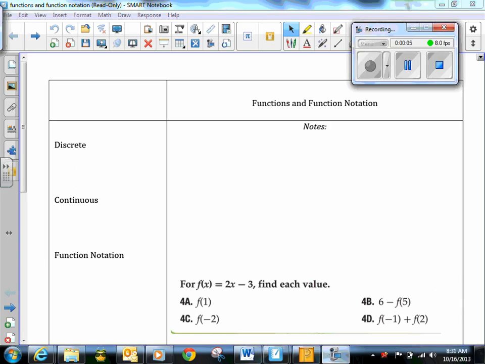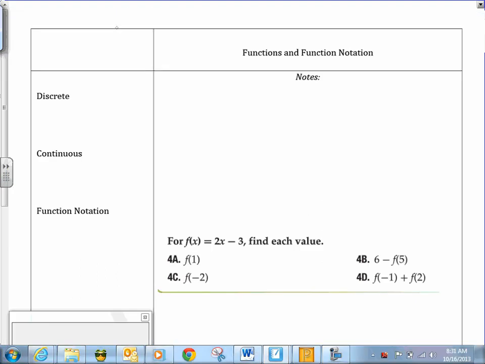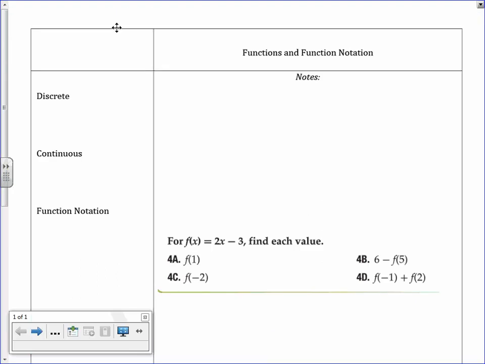Okay, today what we're going to talk about are functions and function notation. A couple things that we want to talk about when we're discussing functions. Functions can either be discrete or continuous.